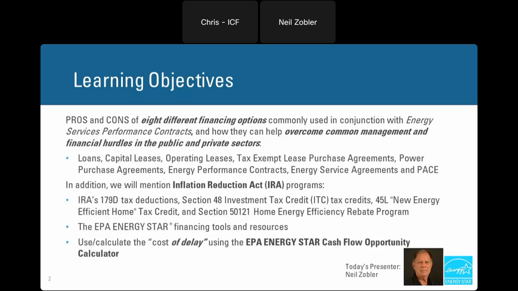And I'm going to take a minute or two, actually probably 5 minutes, to go over the cost of delay by using the EPA Energy Star cash flow opportunity calculator. The reason why is, one of the hurdles that I hear all the time is we just don't have the money to do the project.